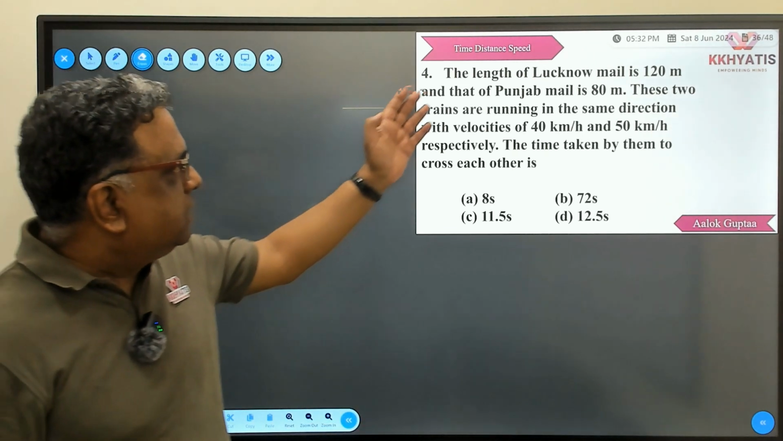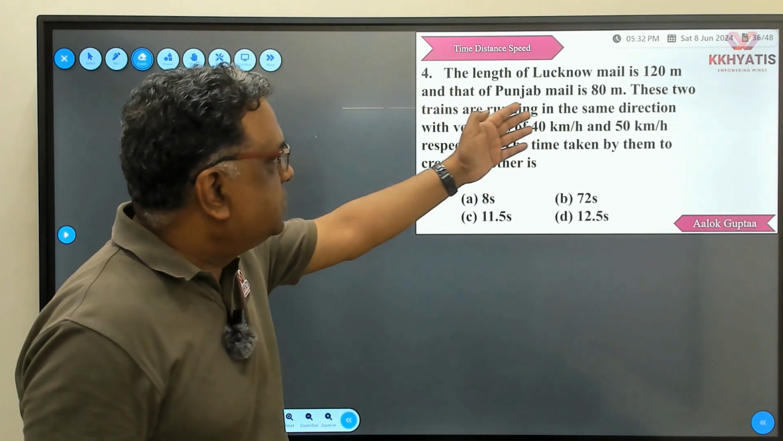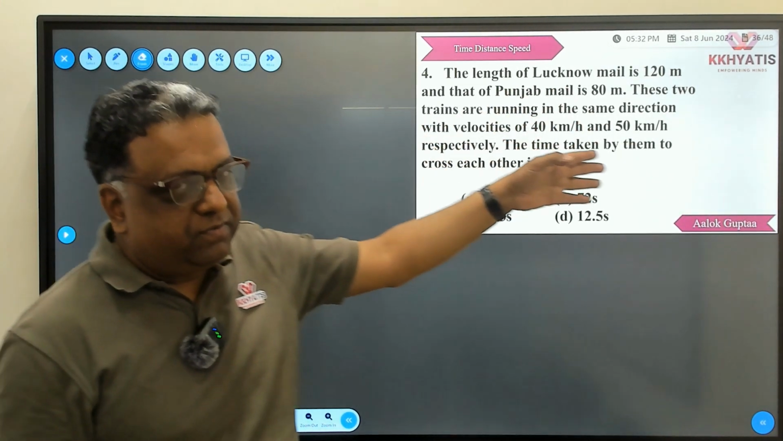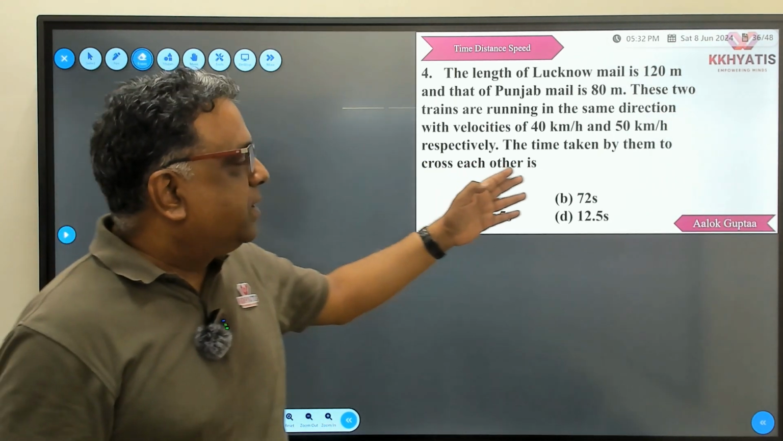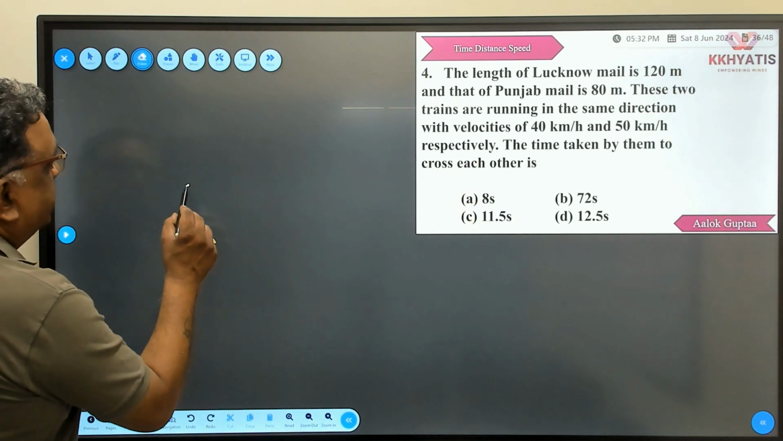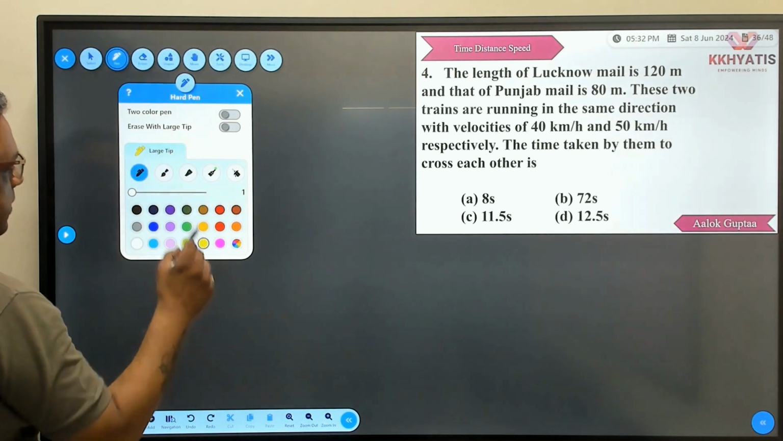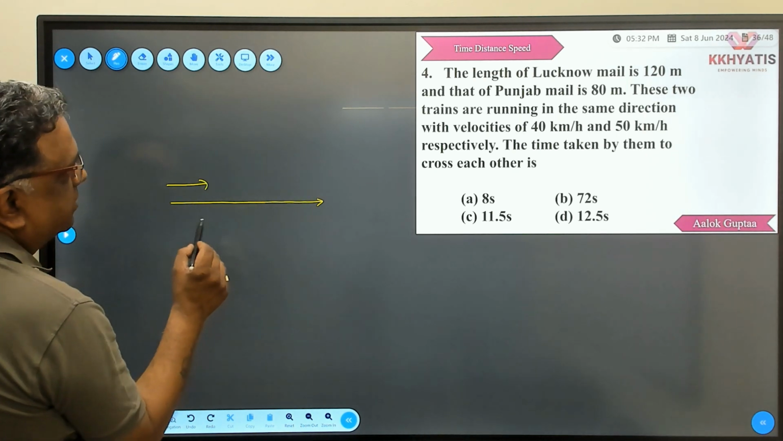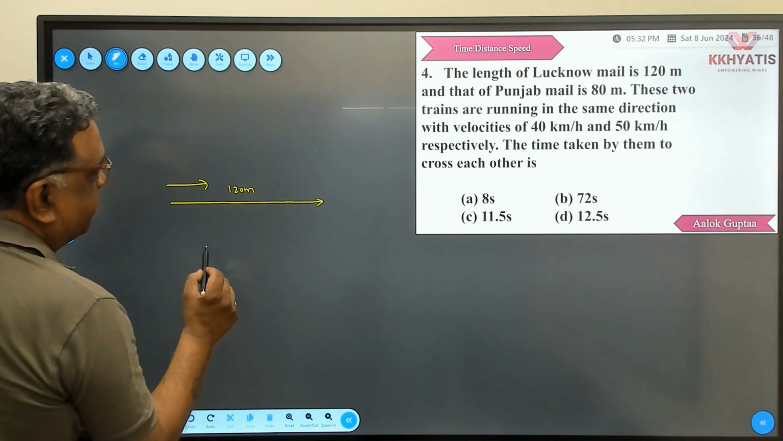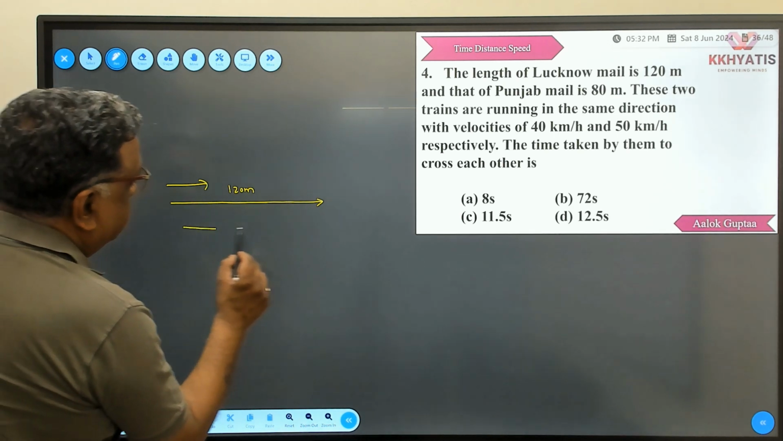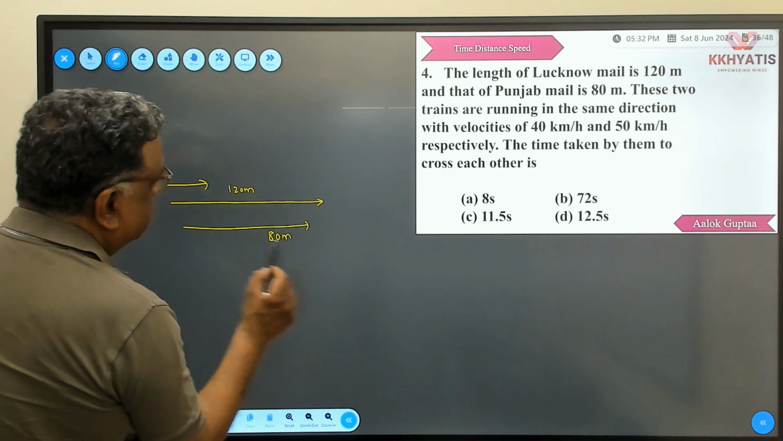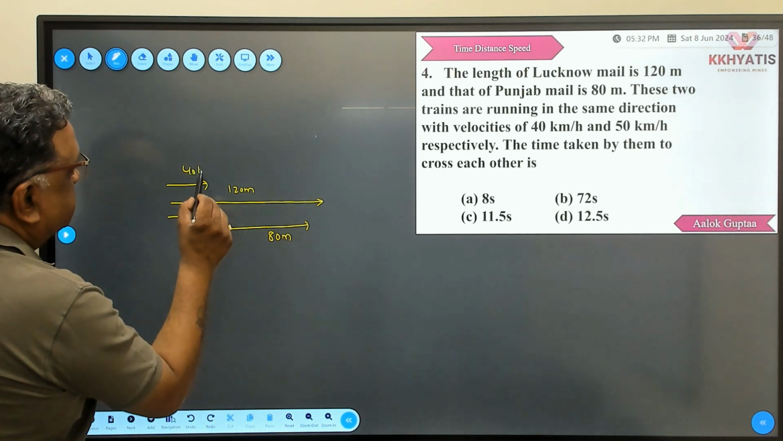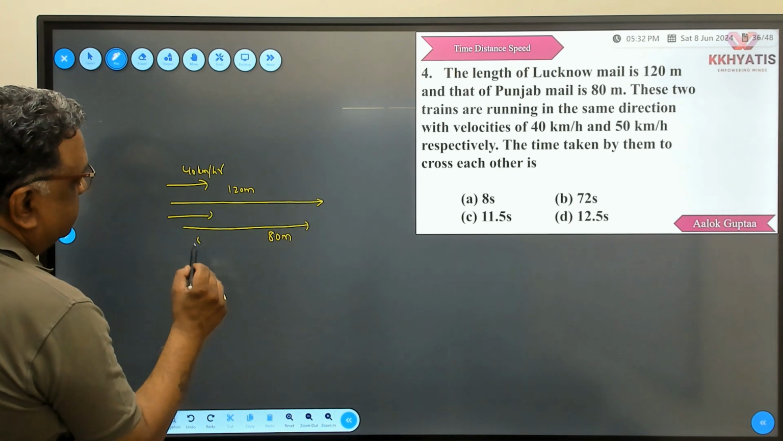So this sum goes like: the length of Lucknow Mail is 120 meters and that of a Punjab Mail is 80 meters. These two trains are running in the same direction at 40 kilometers per hour and 50 kilometers per hour. The time taken by them to cross each other? So can I say there is one train which is traveling in this direction, 120 meters. Another train which is also traveling in this direction, same direction. The speed is 40 kilometers per hour. The speed is 50 kilometers per hour.